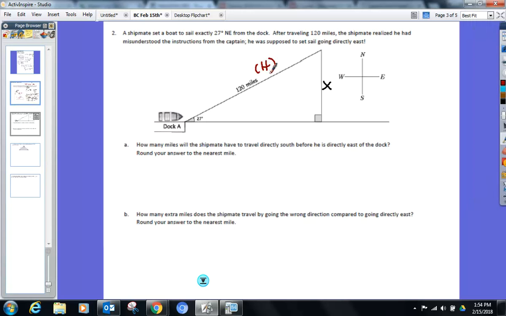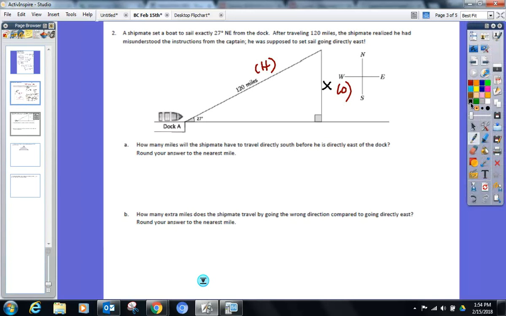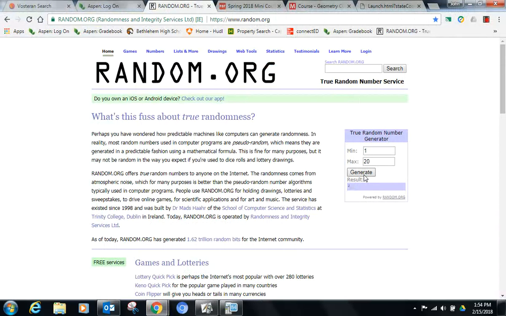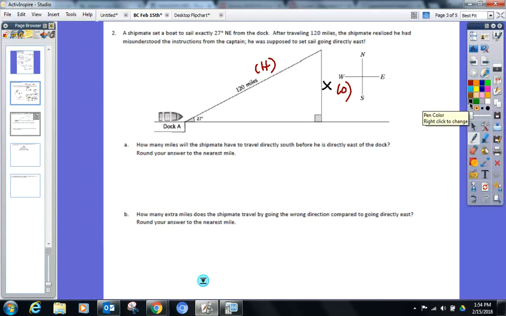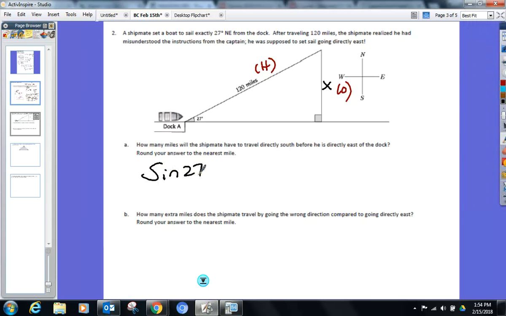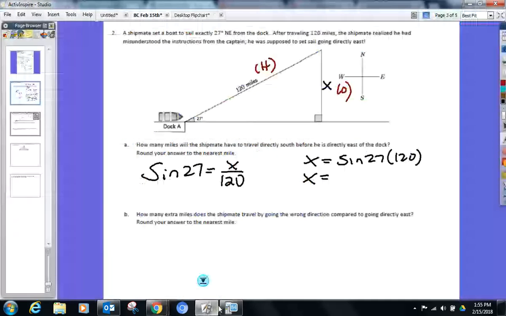Yep. Good, you're getting a workout today, Haley. Perfect. The ratio I need to use? Sine of 27. Oh, you're going to give me the whole thing. Superstar here. Yep. Sine of 27 equals x over 120. There you go. Good. Cross multiply. x will be equal to the sine of 27 times 120. And we do have directions. Round your answer to the nearest mile.